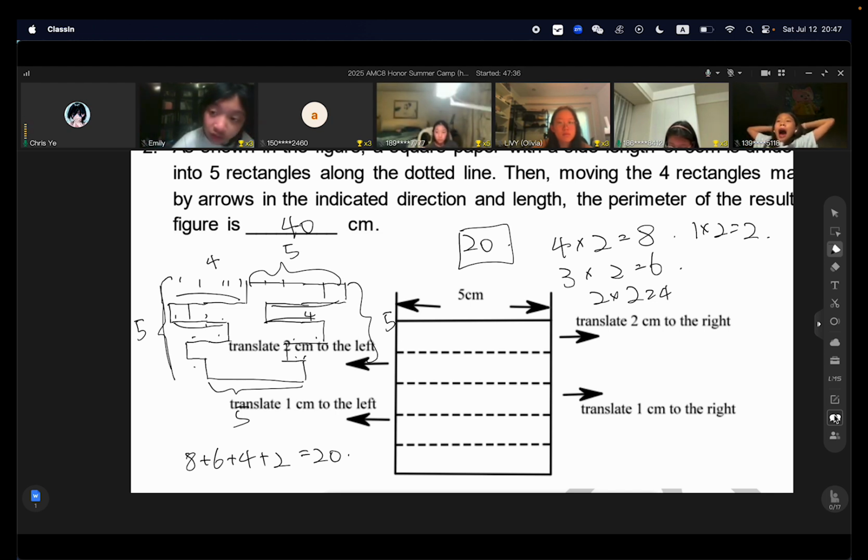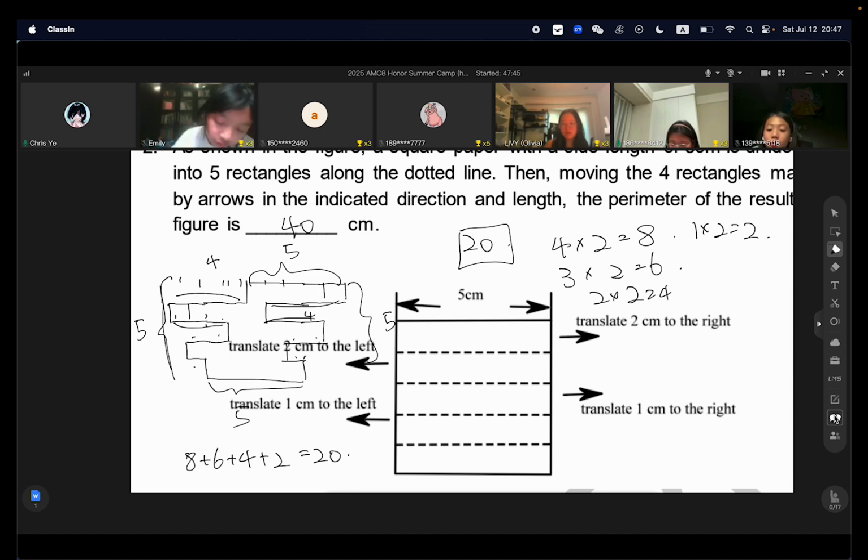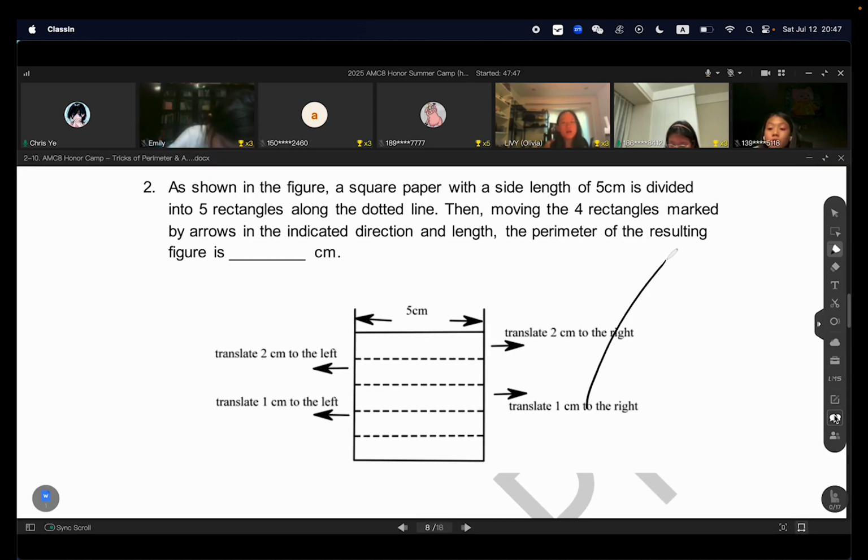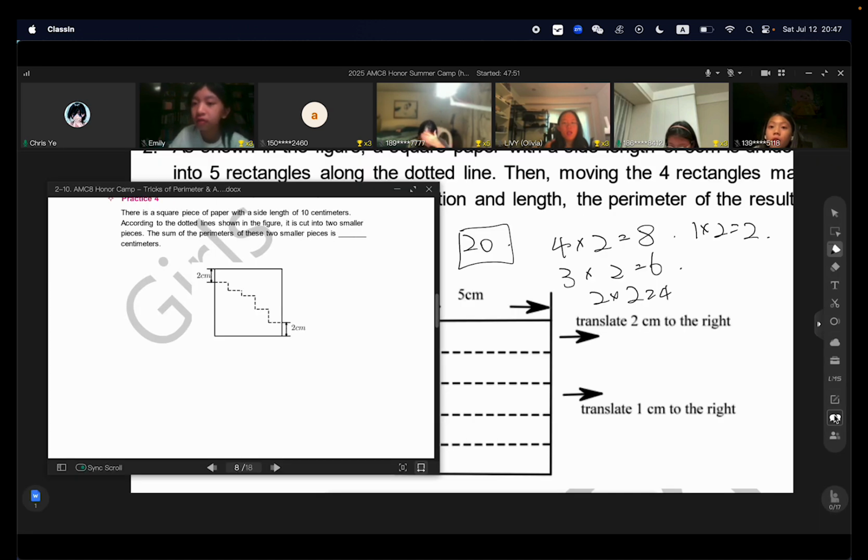If not, then let's move on to one of our practice problems. The practice problem is not going to be as complicated as this one, so it's okay. Pull it up again.